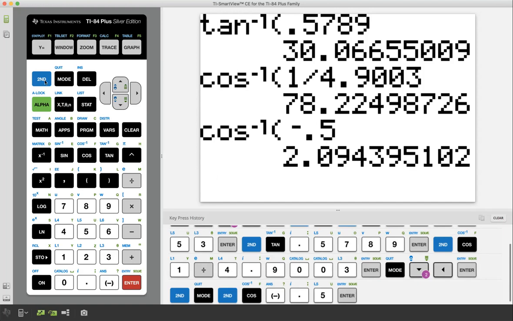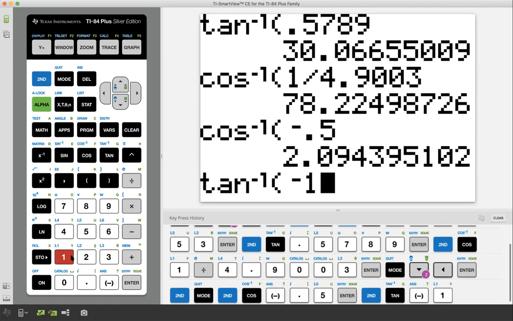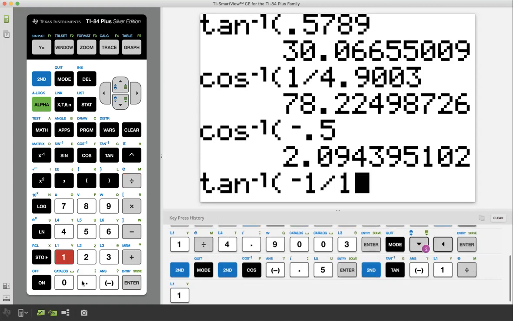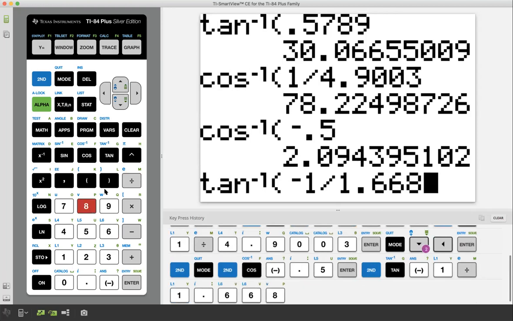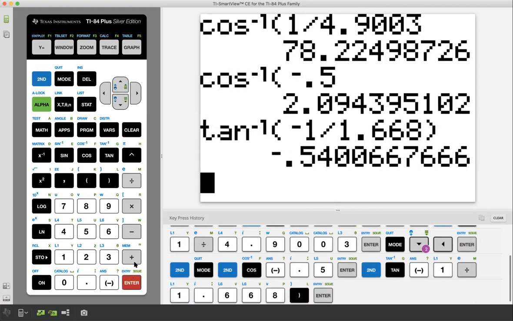So I'm doing tan inverse negative 1 divided by 1.668. Okay. See what that is. So that's a negative 0.5401. All right.